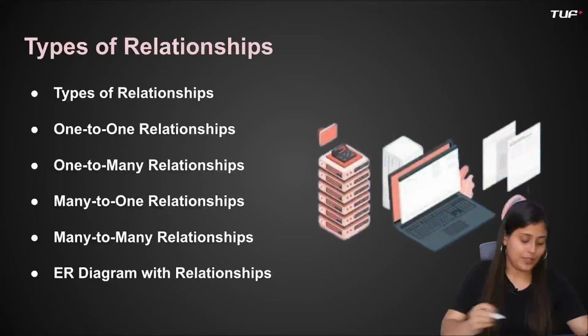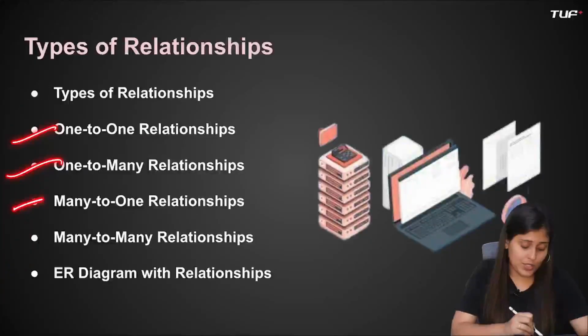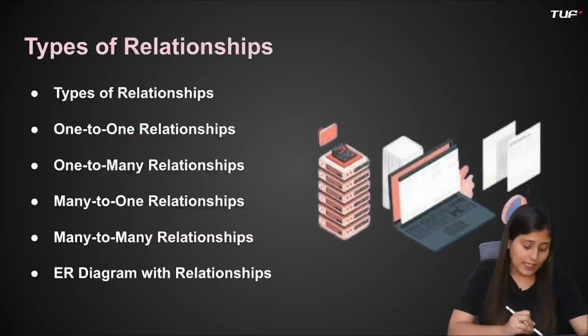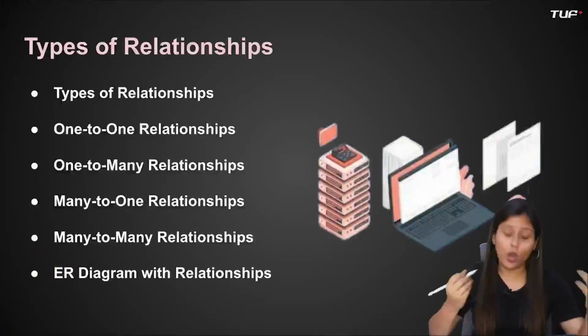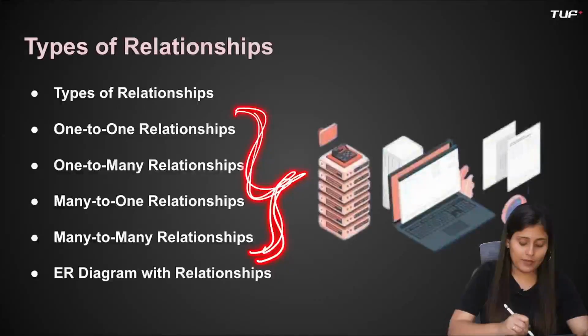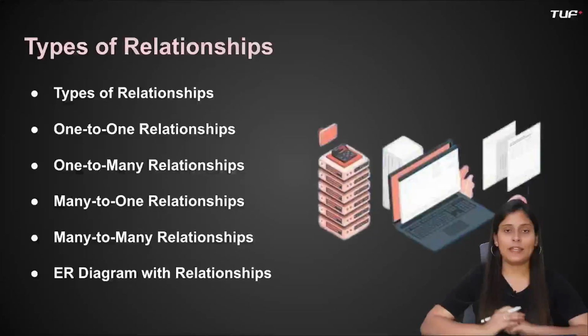In this lecture we will learn about types of relationship in more depth. There are four different types of relationship we will learn in more detail: one to one, one to many, many to one, and many to many relationship. And last we will see what an ER diagram is along with those relationships. We will apply these relationships and learn how we represent them in the ER diagram.